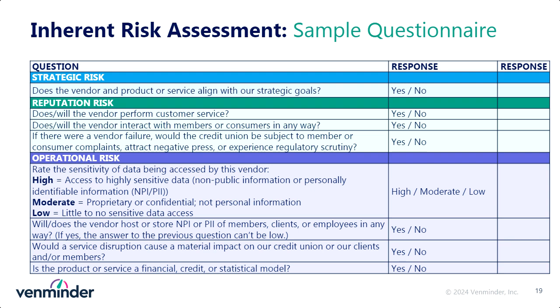And as I mentioned before, it helps to ask simple yes or no questions because that gives you a more straightforward assessment. When you're reviewing dozens or hundreds of risk assessments, it's going to be a lot easier to have these simple responses. A couple of the questions have different response options outside of yes or no, but they're still pretty straightforward, only being high, moderate, and low.